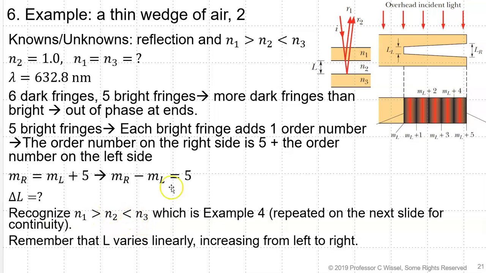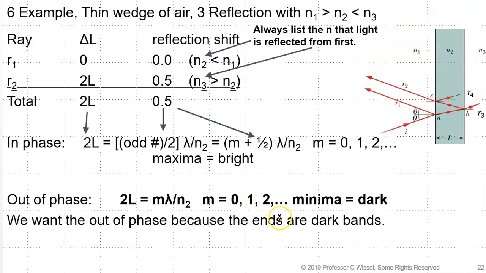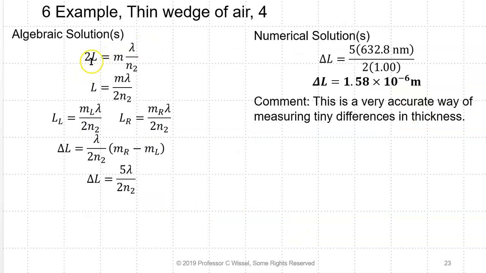This is example 4 that we did a few minutes ago, repeated on the next slide for continuity. So here is what we had before. We wound up with an equation for the in-phase case, but we're interested in the out-of-phase case because we're looking at those dark fringes. So the out-of-phase condition is 2L equals m lambda divided by n2. We can solve this for L: L equals m lambda over 2 n2. L_L will be m_L lambda over 2 n2, and L_R will be m_R lambda over 2 n2.